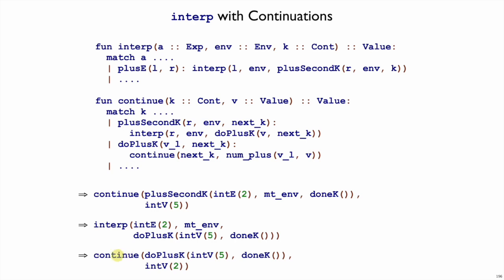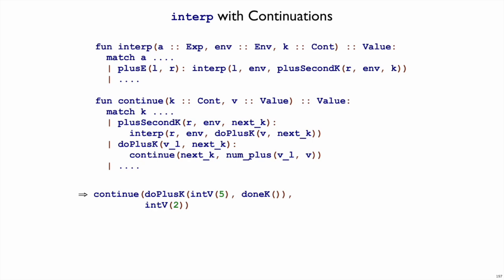We know what happens there. We continue with an int v, and the same continuation. So now we're continuing with a do plus k. We've got 5 as VL, we have done k for the rest, and we have v coming in here as int v2. So that turns into a num plus of 5 and 2, which will give us 7, and then we have next k, which is the done k here. We continue with that, and of course the done k case in continue is just going to give us back int v7. So again, 5 plus 2 ended up being 7, which is what we expect.